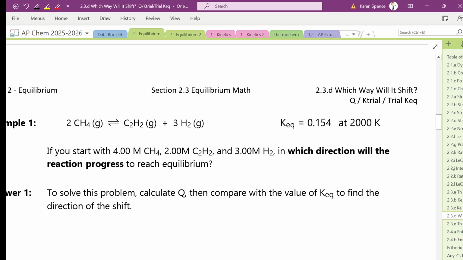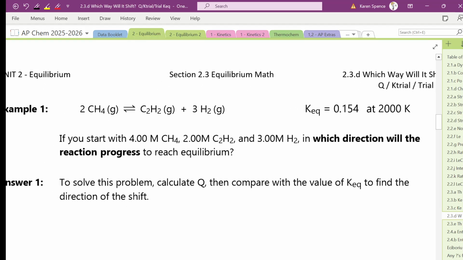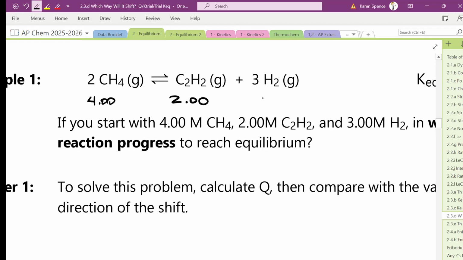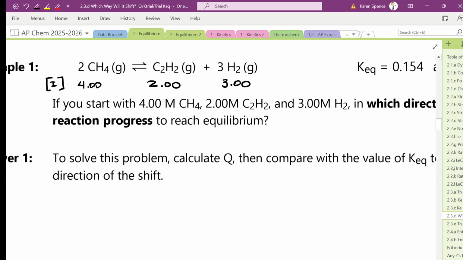So here's an example. This is just which way will the equilibrium shift. So you are starting with 4 molar, 2 molar, and 3 molar. And those are our initial concentrations. In which direction must the reaction progress to reach equilibrium? So you say, okay, I am going to write my Q expression.